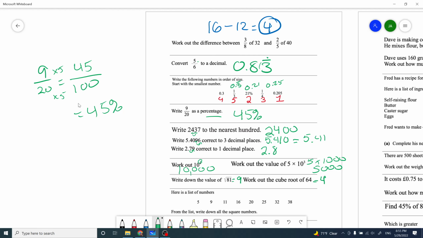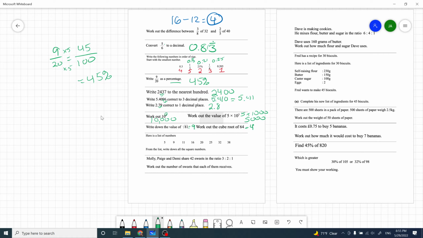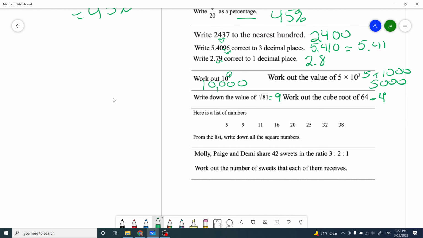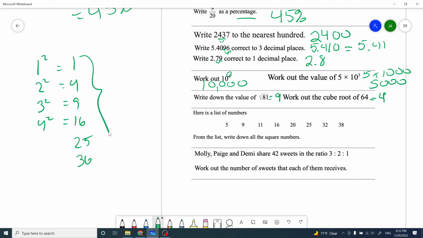Okay, so we'll move down a little bit, almost done with this 3rd page. Here we've got a list of numbers. We need to write down all the square numbers. So as a refresher, square numbers are the answers when I take 1 squared, 2 squared, 3 squared, 4 squared, and so on, right? So 1 squared is 1, 2 squared is 4, 3 squared is 9, 4 squared is 16, 5 squared would be 25, 6 squared would be 36, and so on. These are all my square numbers.